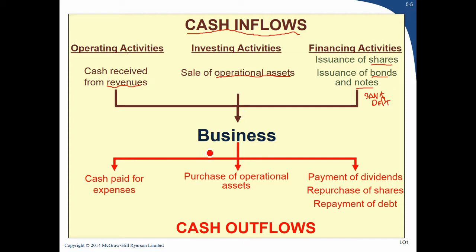So those are all the inflows to the business, and then we have the outflows. That would be cash you pay for expenses, purchase of operational assets, okay, if we're buying manufacturing equipment, or if we're paying dividends to our shareholders, or we're buying back shares, or we're paying back debt.